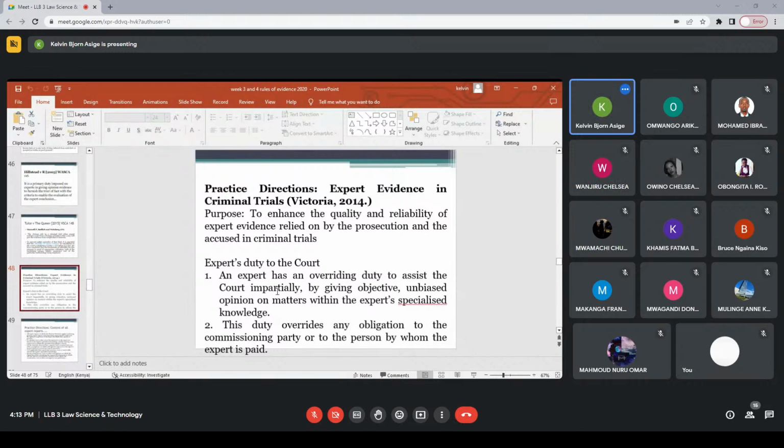number 1, is that the expert has an overriding duty to assist the court impartially by giving objective, unbiased opinion on matters within the expert's specialized knowledge. Very much like an advocate has a duty to the court first and foremost before even the duty to their client. But as we know, in this adversarial system of ours, sometimes the lines can become blurred as to which is the overriding duty.